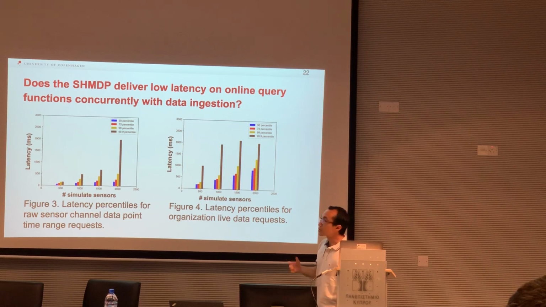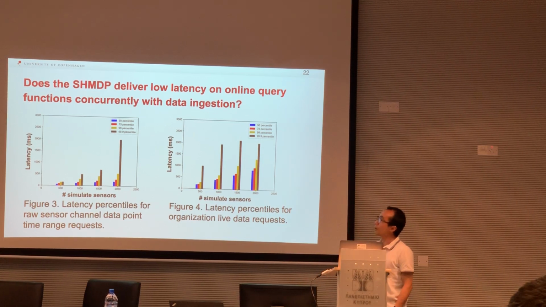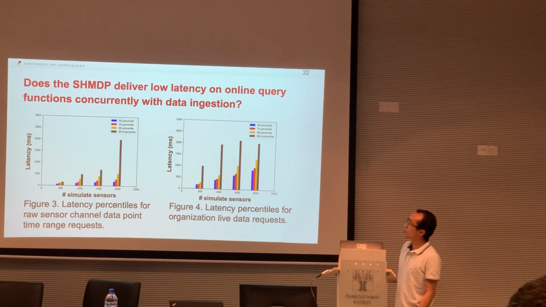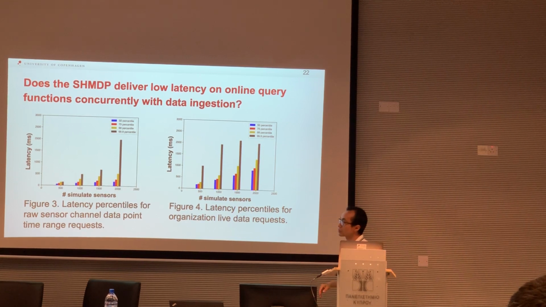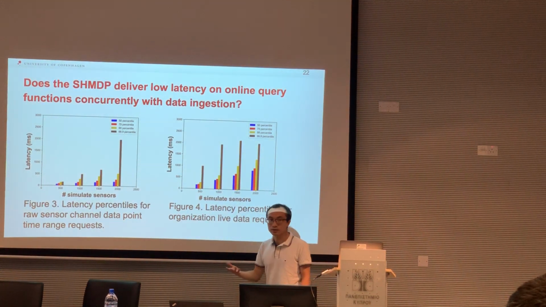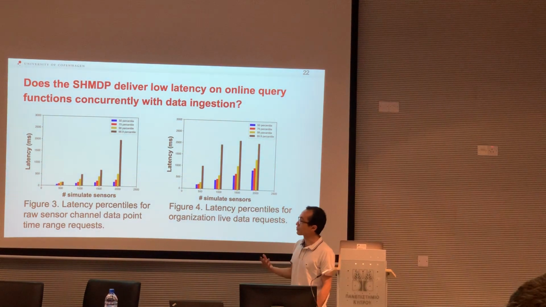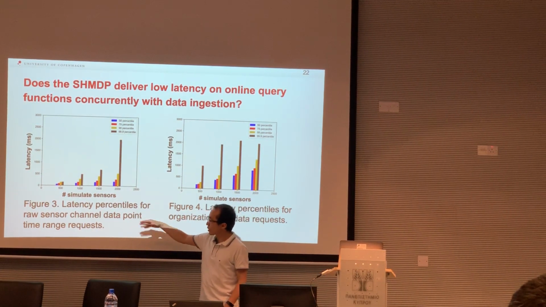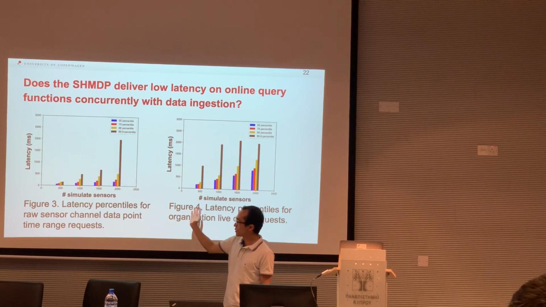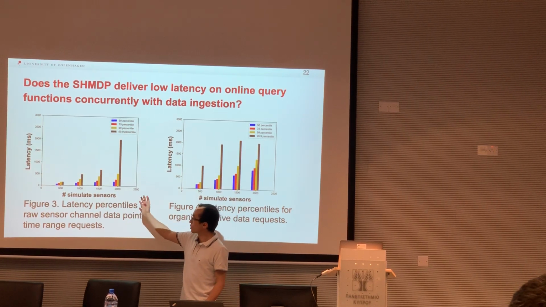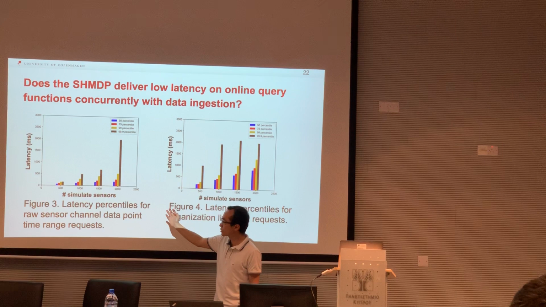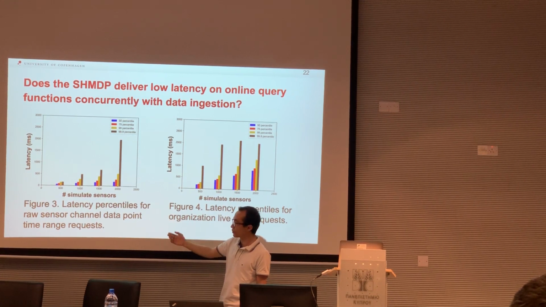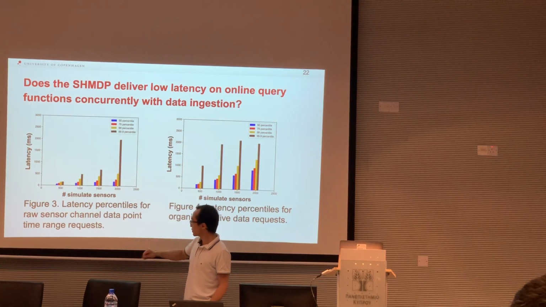The third experiment that we have done is to see the latency, right? So what's the latency of accessing a particular sensor, a particular actor? We deploy and draw the latency percentiles of the raw sensor channel data points for time range requests.